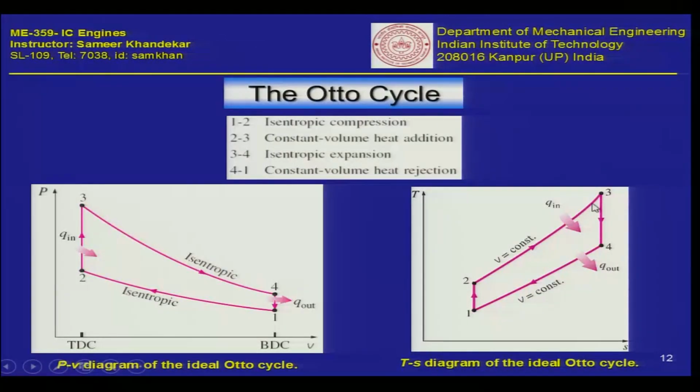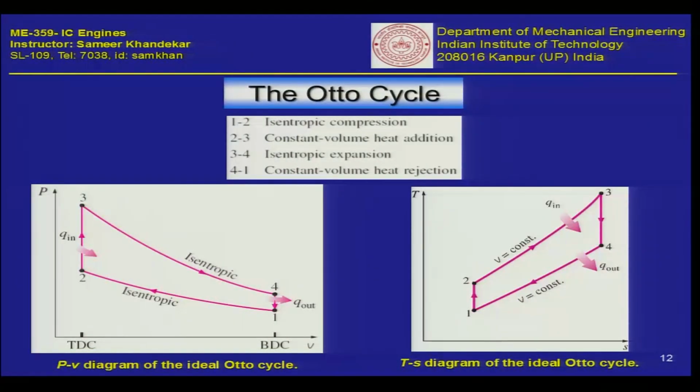So, you have increased the entropy and you have come to point number 3 in a constant volume heat addition process. Now, from 3 all the heat has come in, the enthalpy has come in, and the piston is now ready to traverse downwards, towards the bottom dead center, BDC, away from the top, and then you can get the expansion stroke. You can get the expansion stroke here. So, this is again an isentropic expansion, which we will assume in an ideal cycle.